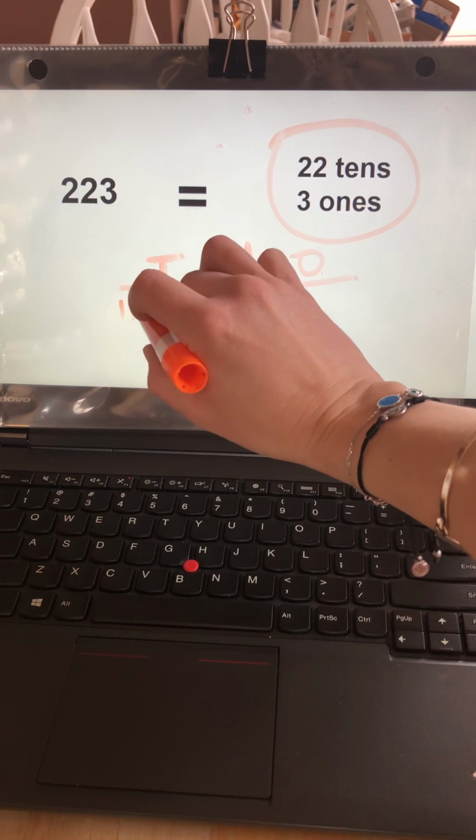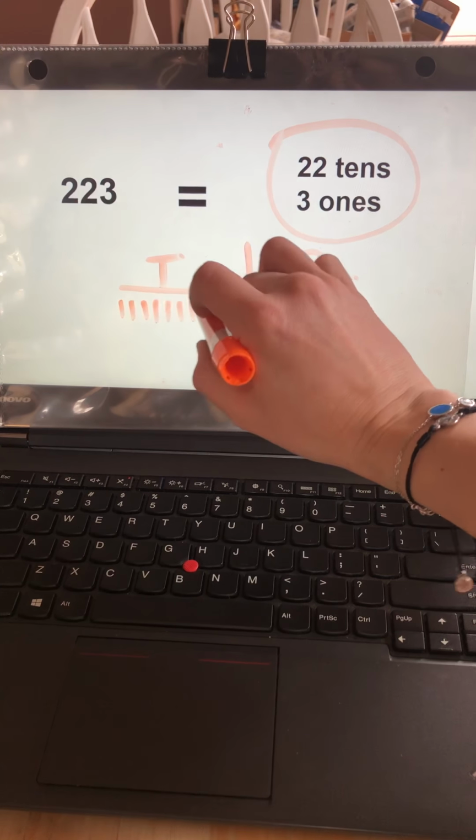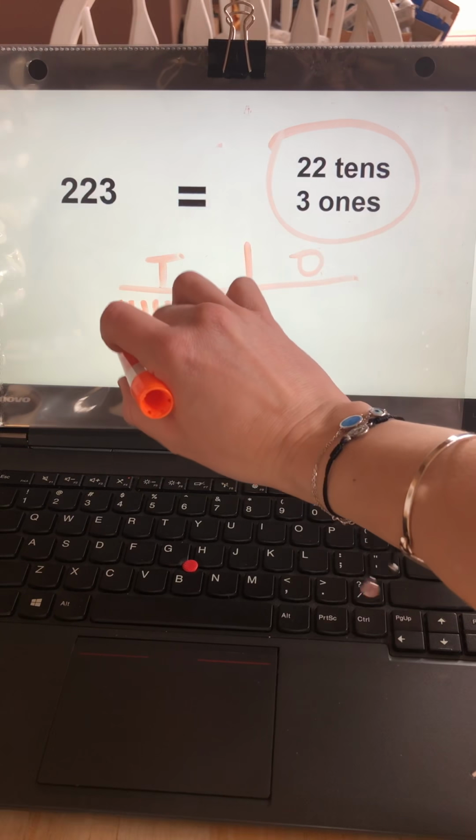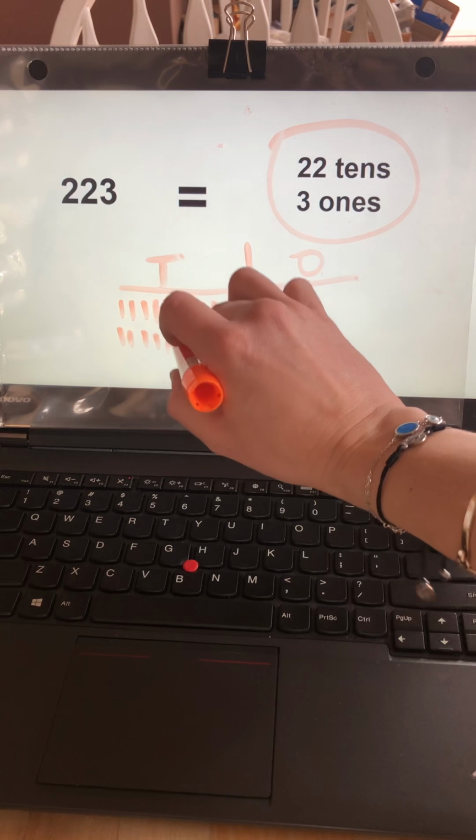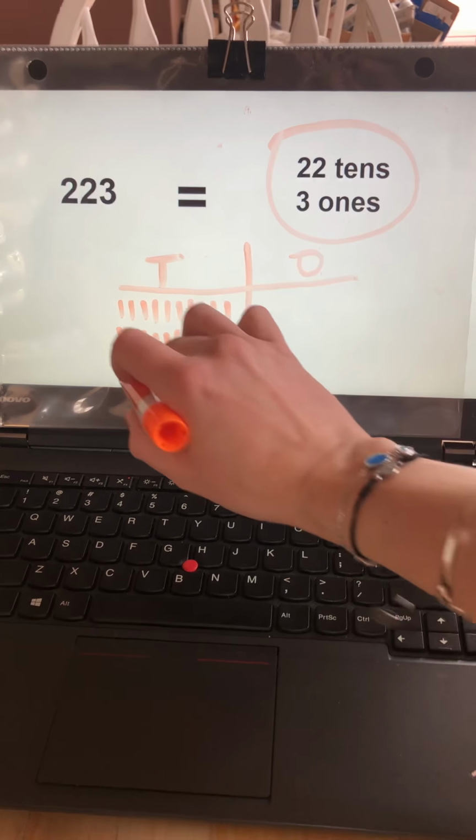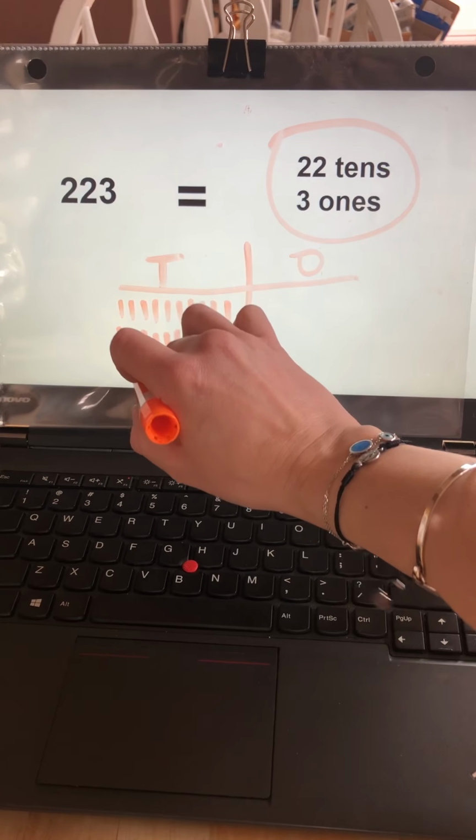Ready? 1, 2, 3, 4, 5, 6, 7, 8, 9, 10, 11, 12, 13, 14, 15, 16, 17, 18, 19, 20, 21, 22. There are my 22 tens. Okay, I'll make my 3 ones. Okay, I have a lot of tens, right?